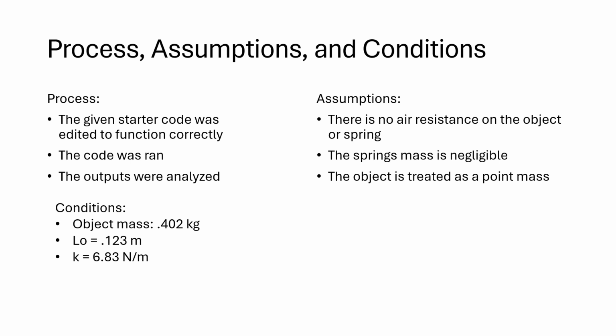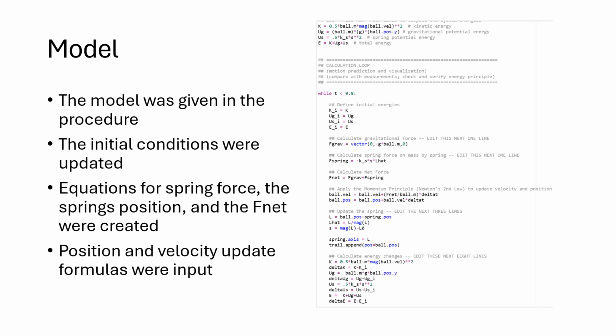Conditions. Object mass, 0.402 kilograms. Relaxed length of spring, 0.123 meters. K, 6.83 newtons per meter. The model was given in the procedure. The initial conditions were updated. Equations for spring force, the spring's position, and Fnet were created. Position and velocity update formulas were input.